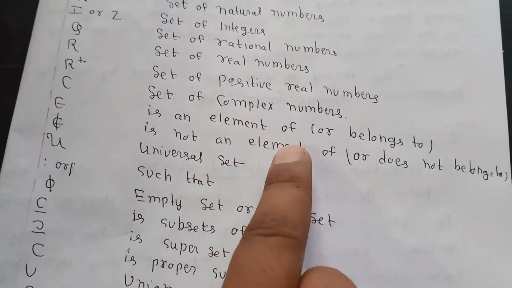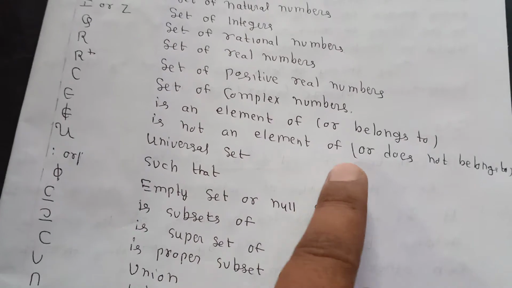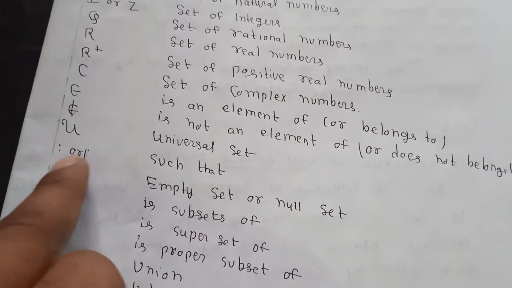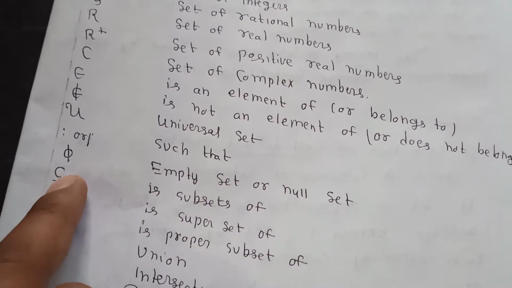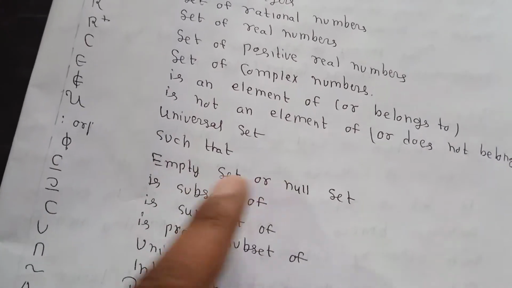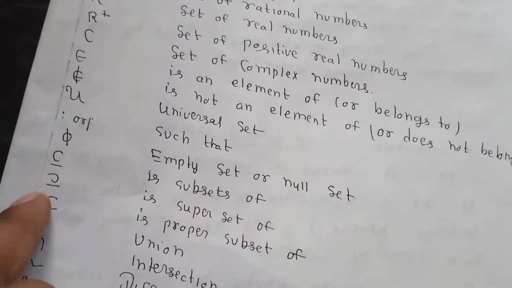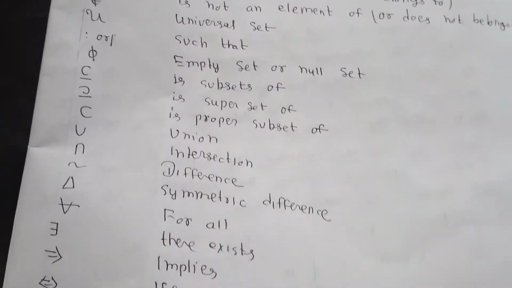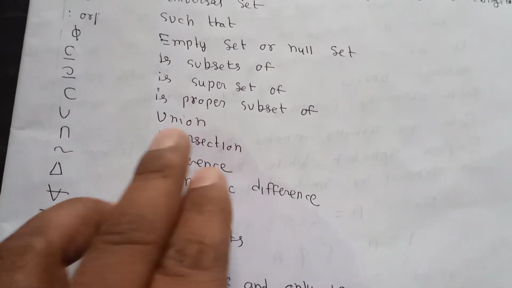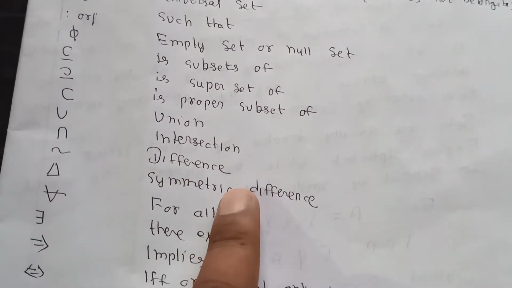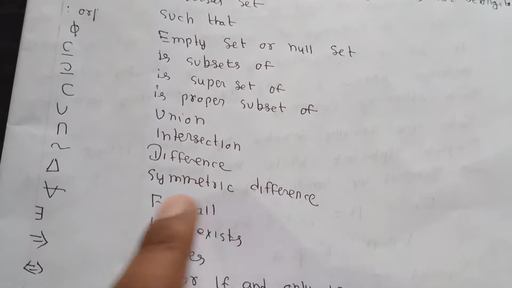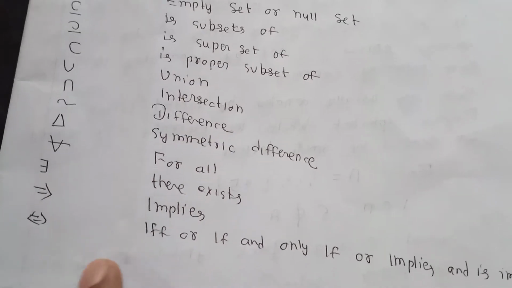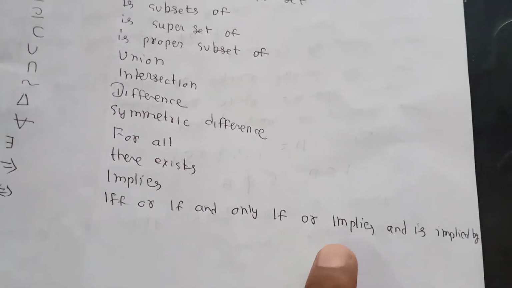This symbol is an element of, or belongs to. This is not an element of, or does not belong to. This is the universal set. This symbol is such that. This symbol is known as the empty or null set. This is a subset of. This is the superset of. This is the proper subset of. These symbols are union, intersection, difference. This is the symmetric difference. For all, there exists, implies, if and only if, or implies, or implied by.